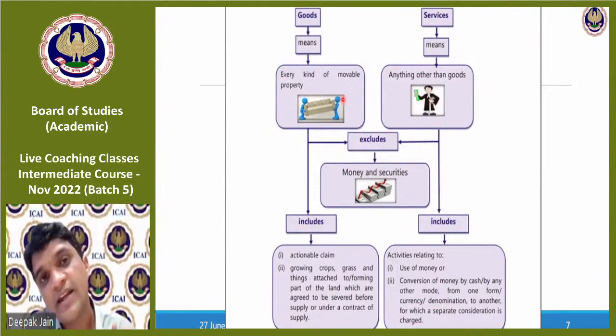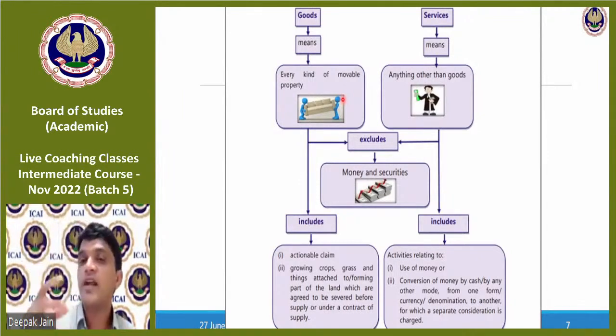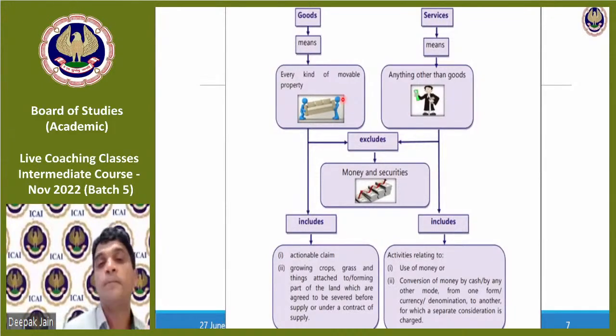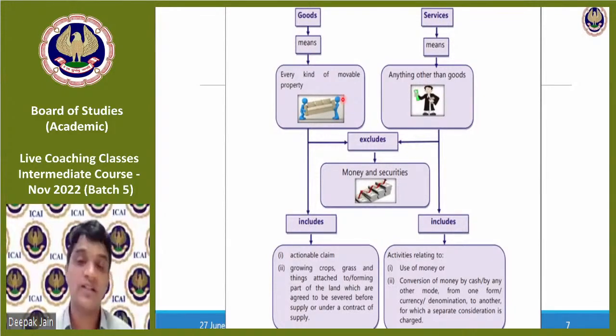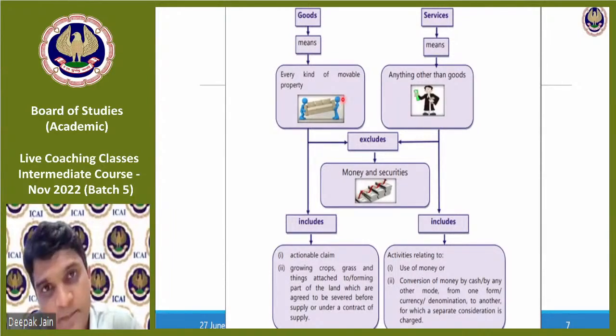So actionable claim means what? When I have a right to claim something. Suppose I've supplied some goods to one person and he said that he will pay me later on. So what is he? He's a debtor, right? So I've supplied goods to him. I've raised an invoice and he has to pay me. So I have an actionable claim against him to get that money back. That is actionable claim. Okay.